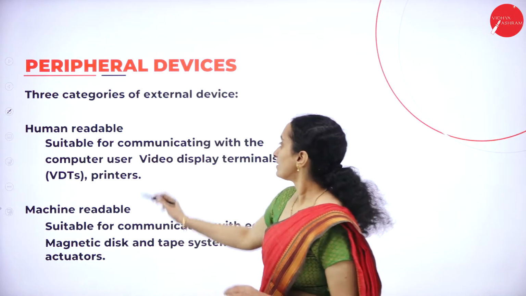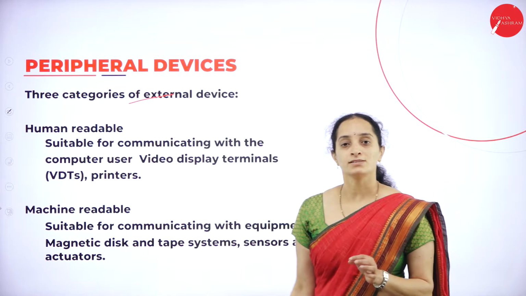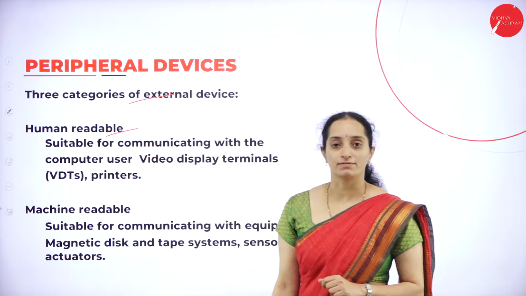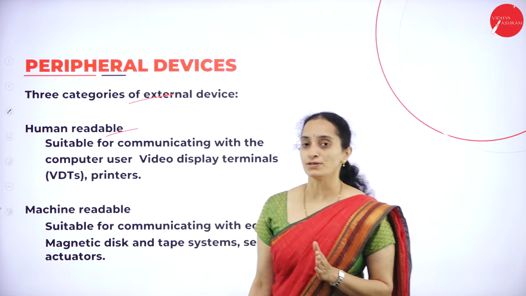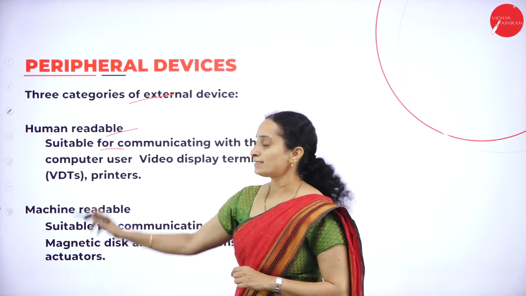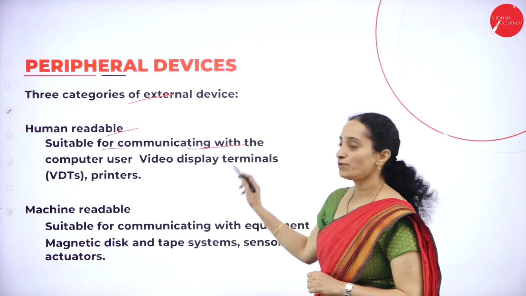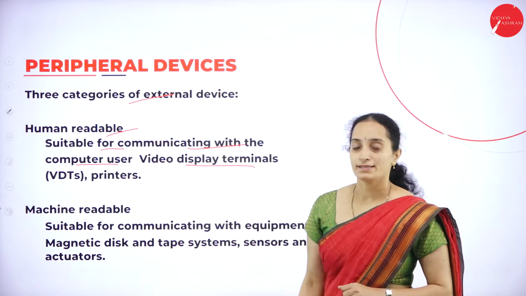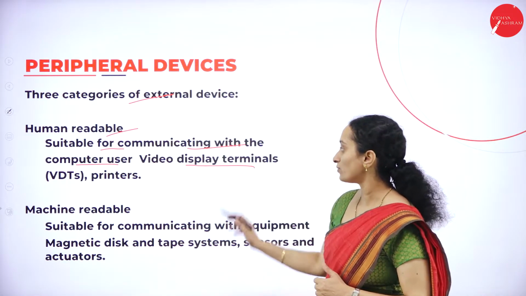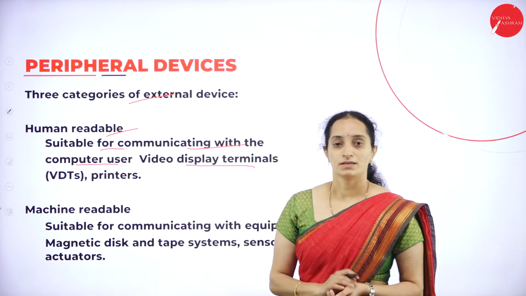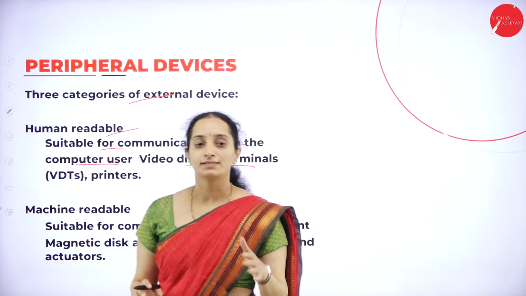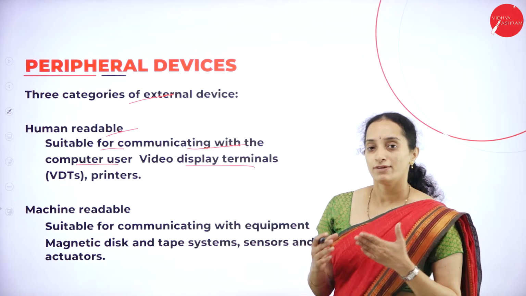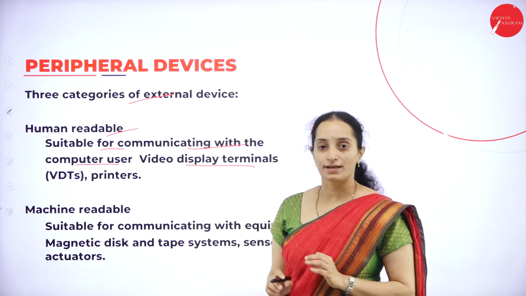Okay, there are three categories of external devices or peripheral devices. One is human readable, which can be understood by the human. This is suitable for communicating with the computer user, like video display terminals and keyboards. Human readable form. If it is some other output device, like printers and plotters, they will give you a result which is human readable, isn't it?